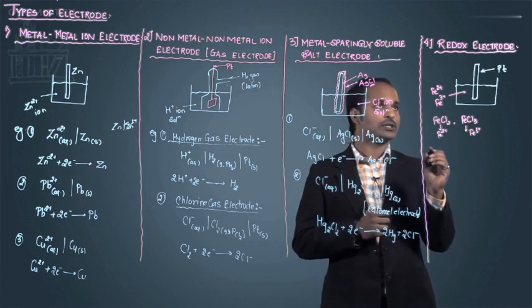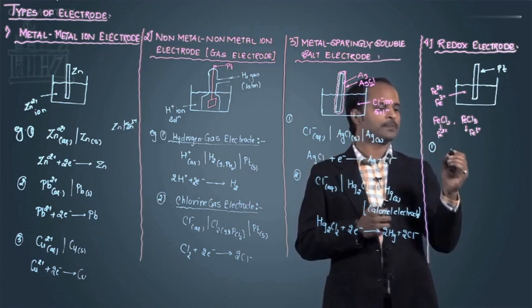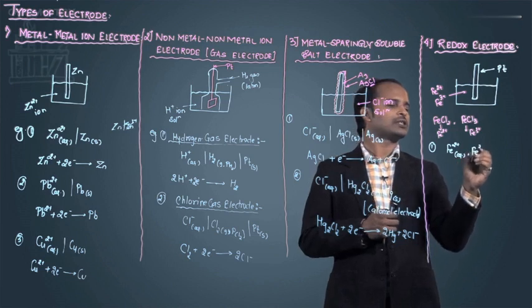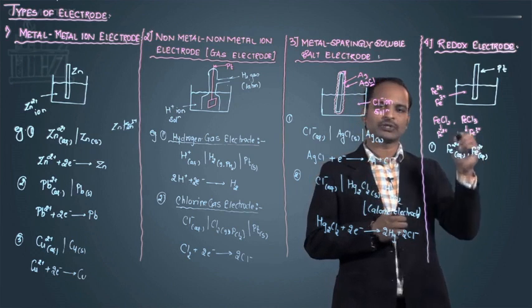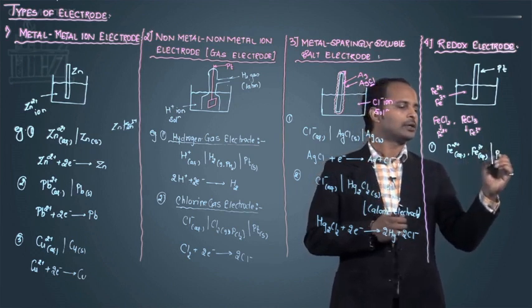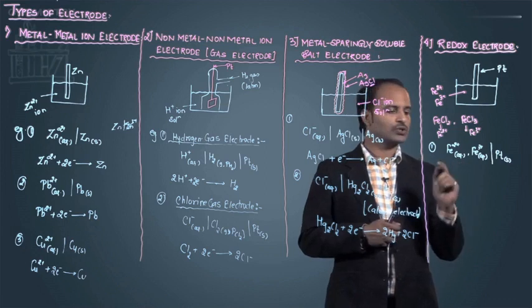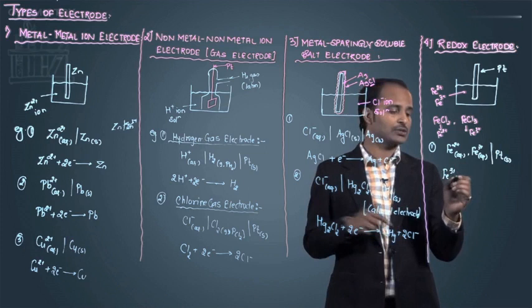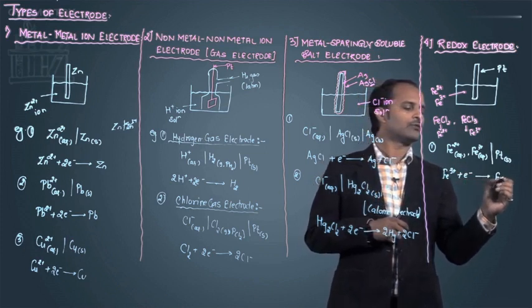So now let's see how it is represented. First example: Fe2 plus in aqueous medium, Fe3 plus in aqueous medium. Both are in the same state or the same phase, therefore there is no need of using the vertical line. And then platinum. As I said, the reaction takes place between these two. So for Fe3 plus, we are writing the reduction reaction. Fe3 plus will gain 1 electron and will give you Fe2 plus ion.